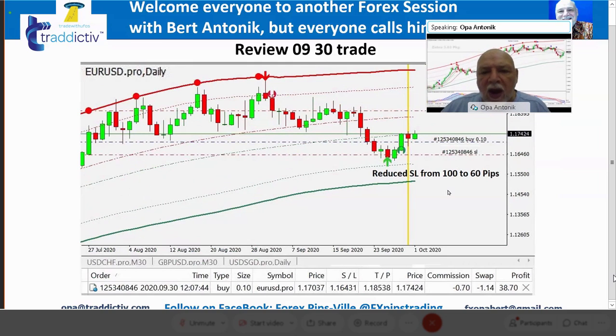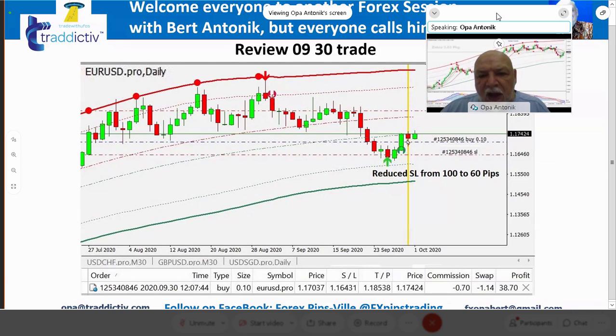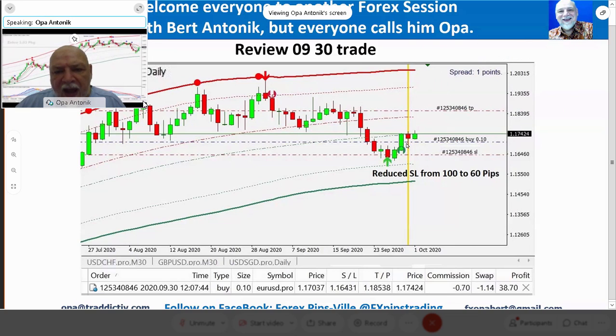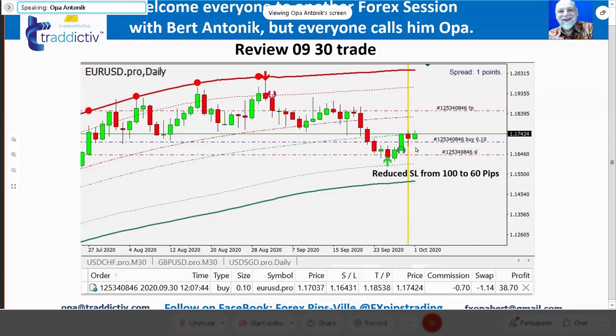All right, so then what happened? Here's where we entered, and price did in fact pull back and put us into the trade. And so that was the trade Wednesday. Thursday, you can see here, we were already profitable in that trade. We had already moved up quite a bit in that trade.